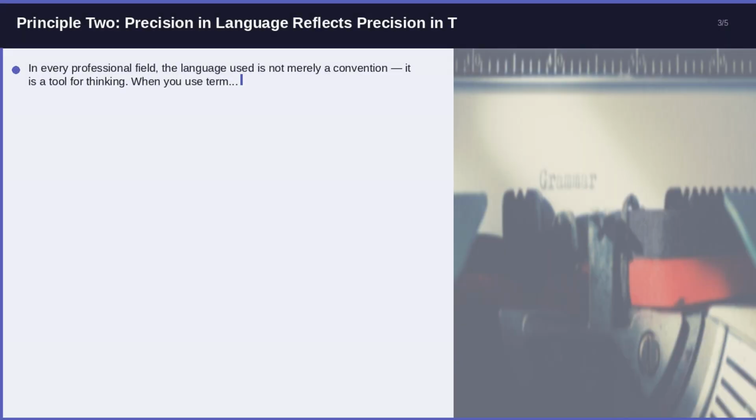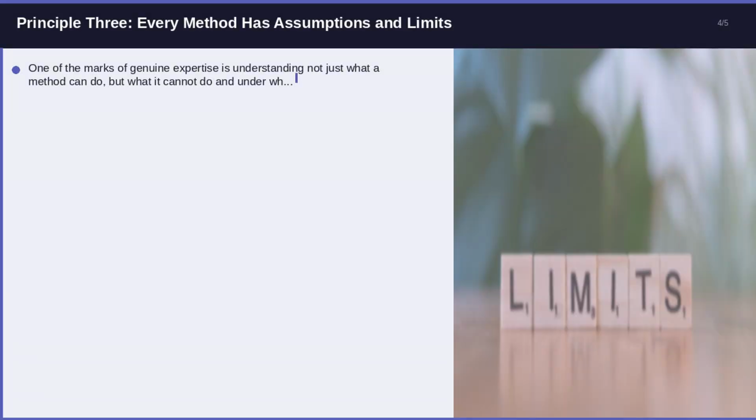Principle 2. Precision in language reflects precision in thinking. In every professional field, the language used is not merely a convention, it is a tool for thinking. When you use terms loosely or interchangeably when they are not interchangeable, you introduce ambiguity into your own reasoning. Students of Reinforcement Learning Deep Dive who invest time in understanding terminology precisely find that their analysis becomes sharper and their communication better.